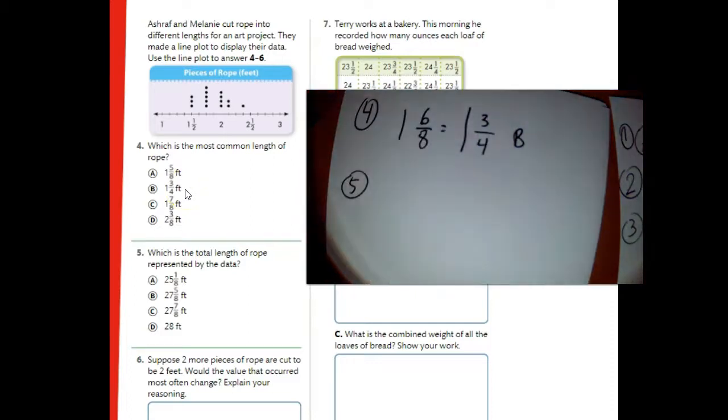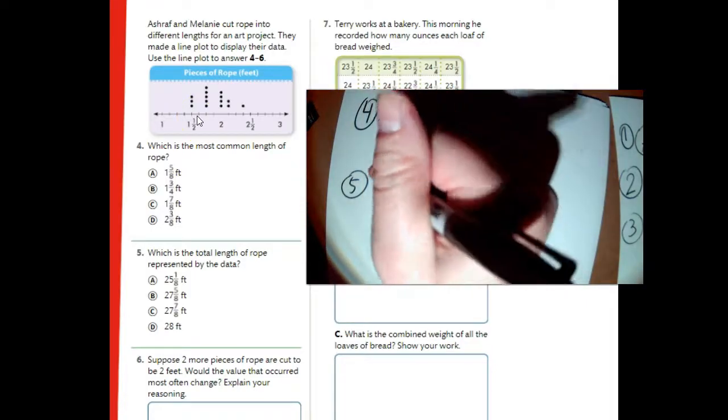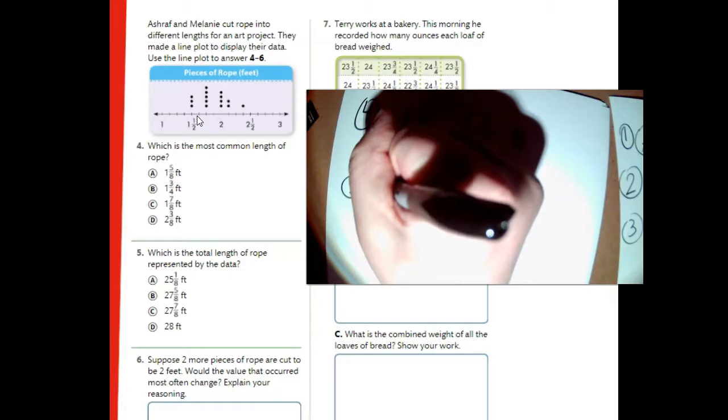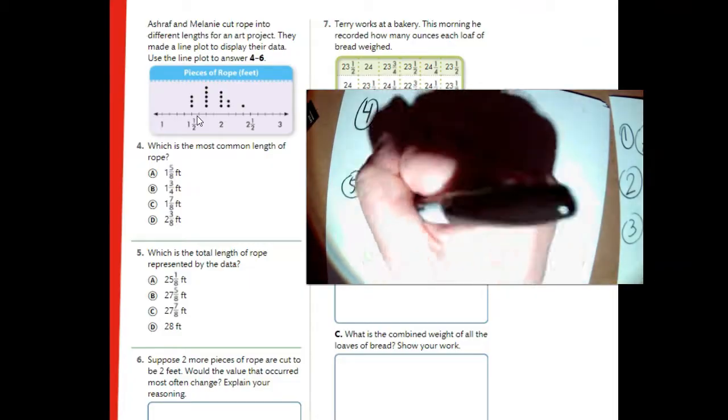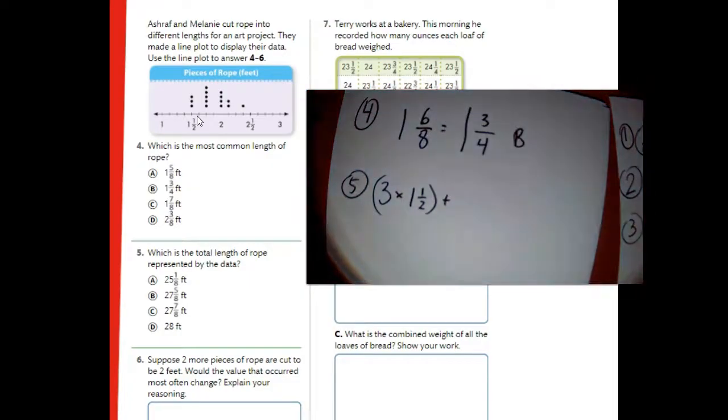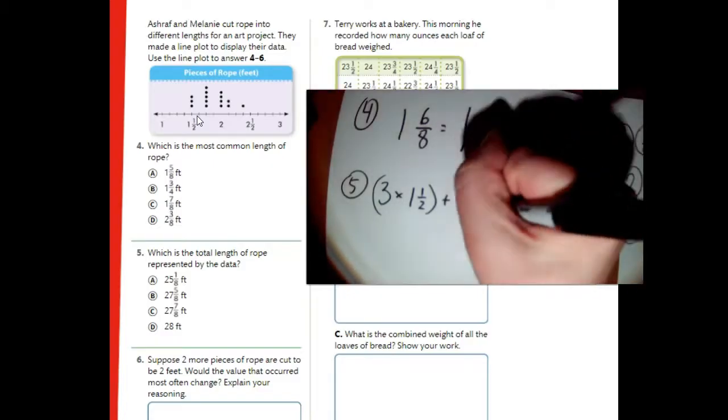Look at number 5. It says, which is the total length of rope represented by the data? Well, in order to answer this question, we need to consider the dots. All right, this is kind of like question number 3, part C. We have 3 dots on 1 1/2. So 3 times 1 1/2. We have 5 dots on 1 3/4.